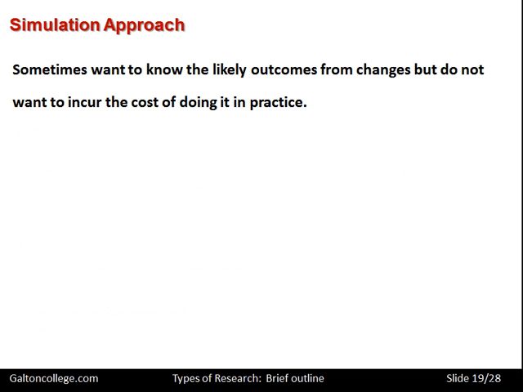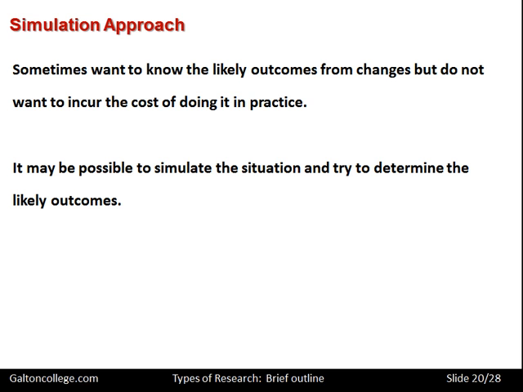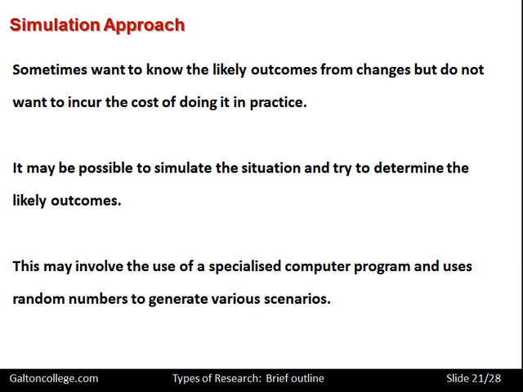There's also what's known as a simulation approach. Sometimes we want to know the likely outcomes from changes, but do not want to incur the cost of doing it in practice. Sometimes we want to try and work out what's likely to happen, but we don't want to go through the cost and all of the problems of doing it in practice. So we simulate it. There's various ways of doing this. We could role play it, for example, or we could have a simulation exercise. And nowadays computers are more and more sophisticated, and they're able to simulate situations as well. It may be possible to simulate the situation and try to determine the likely outcomes. This may involve the use of specialized computer programs and use random numbers to generate various scenarios. So computers are pretty good at helping with this type of approach.